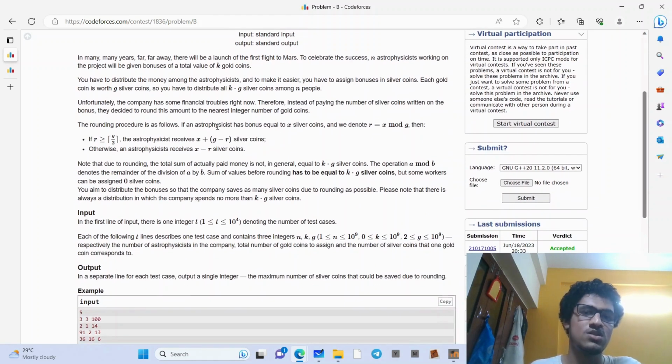And these k into g silver coins are assigned to all n people, such that let's assume that each person gets some x_i coins, and the sum of all x_i for i going from 1 to n is k into g.